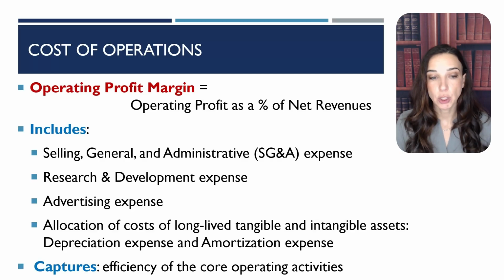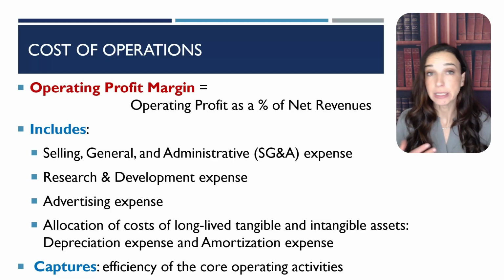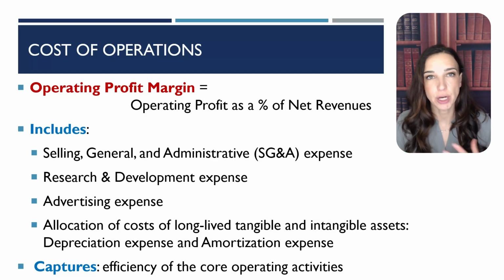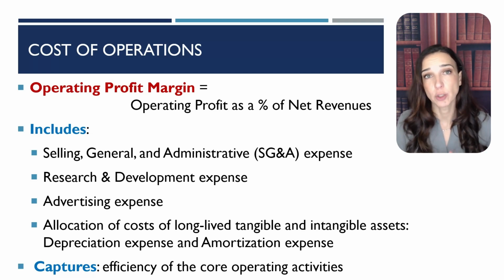What does it capture? The efficiency of your core activities. How well are you able to control the cost of running your business in addition to the inventory aspect? Are you able to have a lean staff? However, you can't have it too lean because it needs to enable you to generate the sales. So it's a balance in terms of being efficient, but then investing enough in long-term growth of the company.